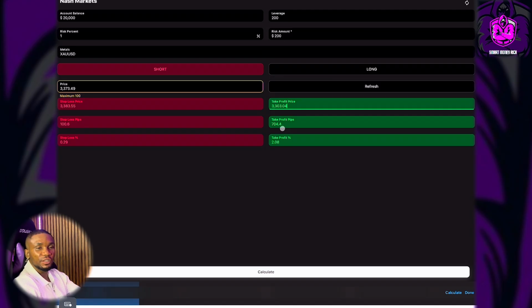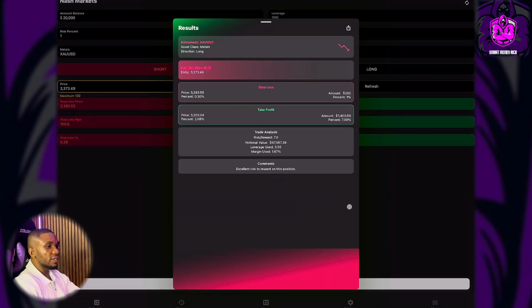You see, it gives us 704 pip exactly. So what do we do now? We are just going to click calculate. Once you click calculate, here you have your lot size on gold. So this is the lot size you will be using.